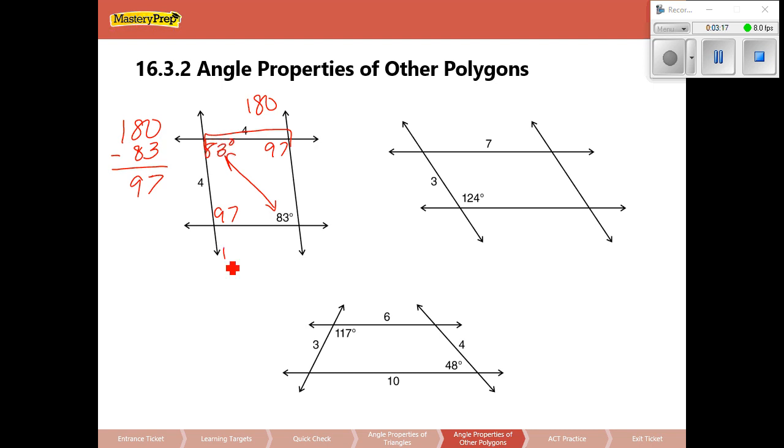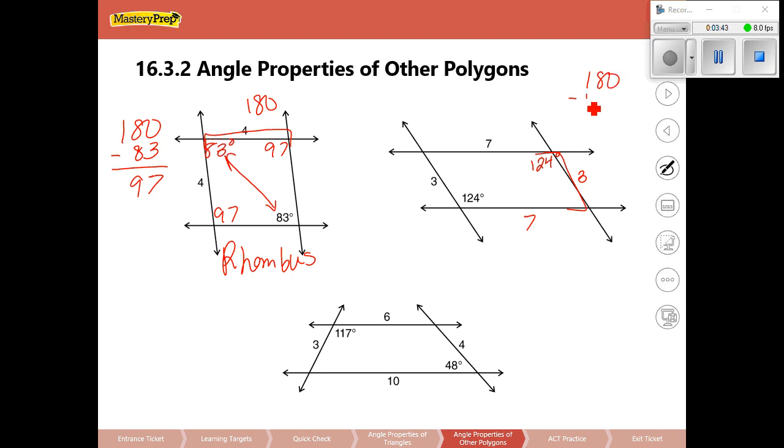And we also know that because this here is a rhombus. Now this one here is again a parallelogram, so the opposite angles are going to be congruent. And the sum of the consecutive interior angles is 180. So we can take 180 and subtract 124 from it. So the other two angles are both going to be 56 degrees. Any questions on this so far?